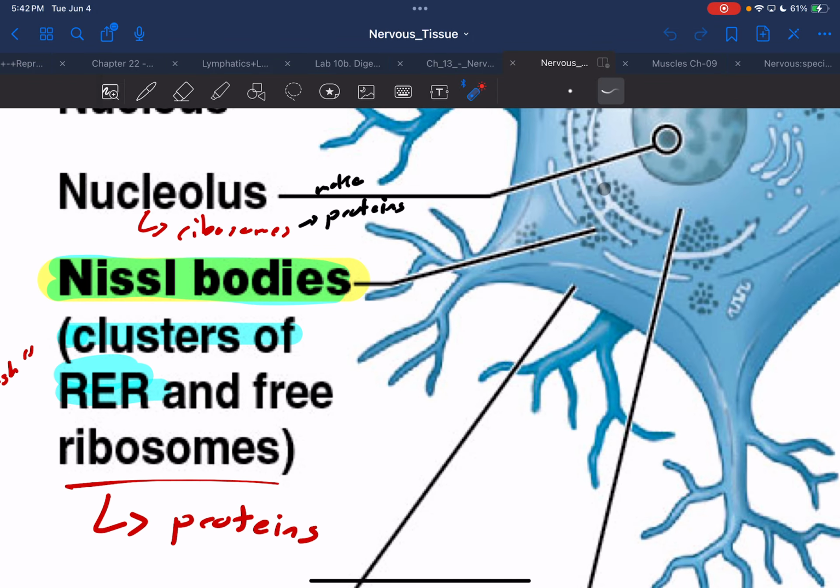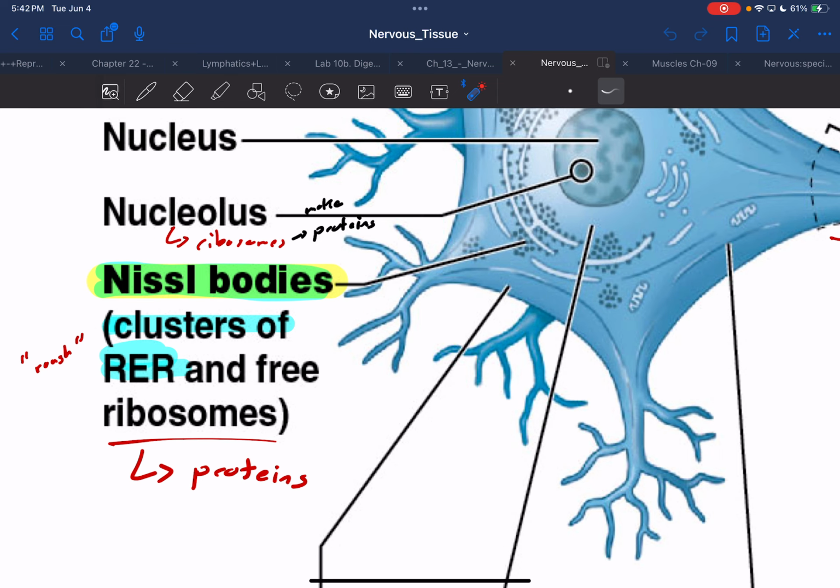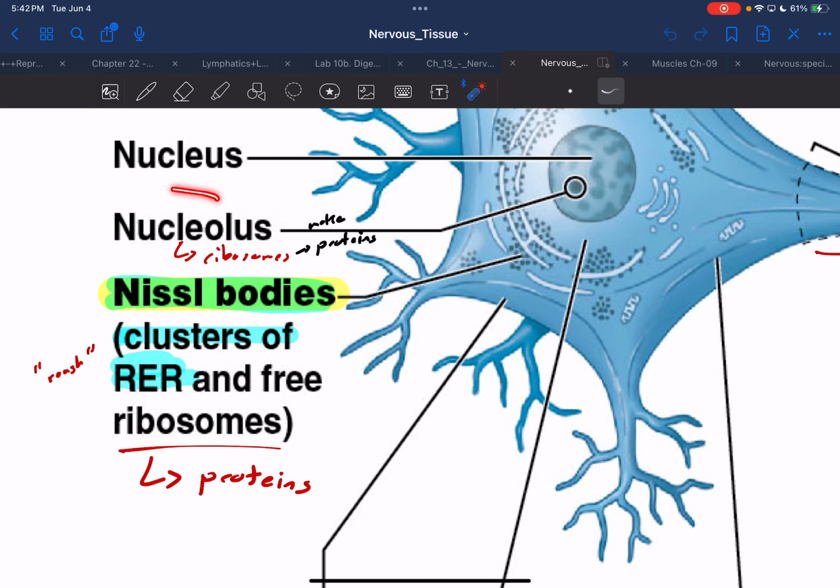And we know what ribosomes do. They produce proteins. As a reminder, the nucleolus creates ribosomes, and ribosomes create proteins.